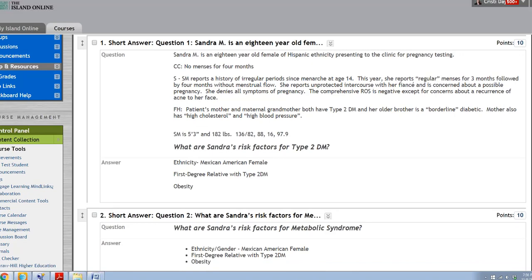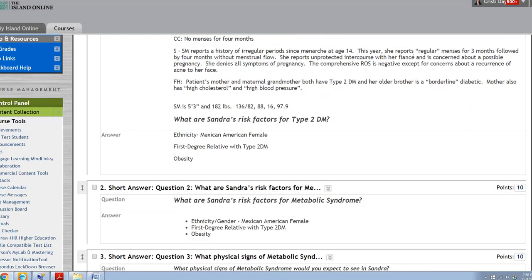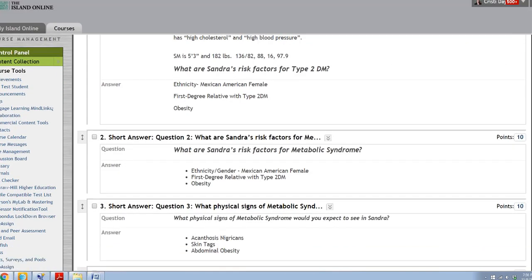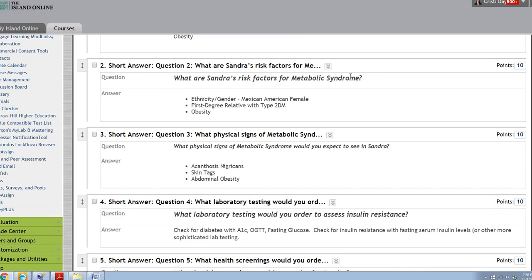So you've got this person who is obese and has some other things going on. She has type 2 diabetes in her family, and her ethnicity puts her at risk. So what are her risk factors for metabolic syndrome? Remember, metabolic syndrome is not PCOS. PCOS is something else, but a lot of times they have both. So start to see those things as different things. They're not the same problem.